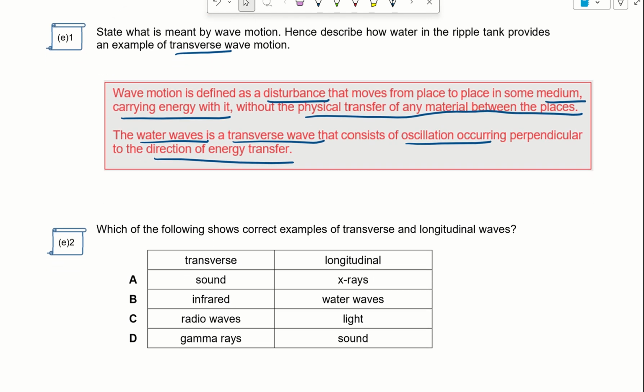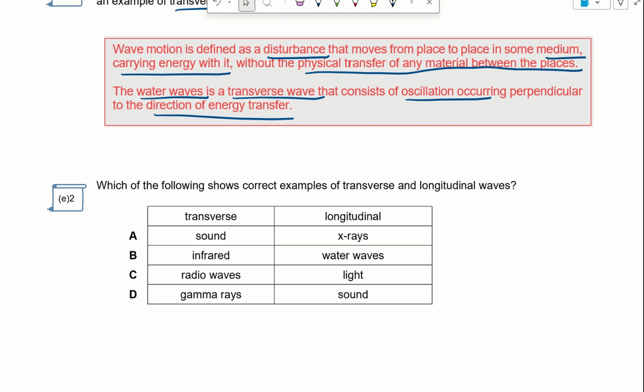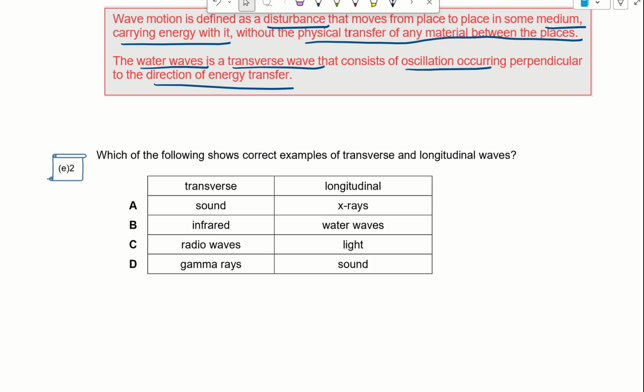Okay, now we go to question E2. Which of the following shows correct examples of transverse and longitudinal waves? Just now I mentioned a lot of examples for transverse wave. So if I see it didn't mention sound, so sound is actually not a transverse wave. In fact, sound is a longitudinal wave, and I think it's the only example in O level that you can quote. So longitudinal wave, it is sound wave, and therefore it will be easy.